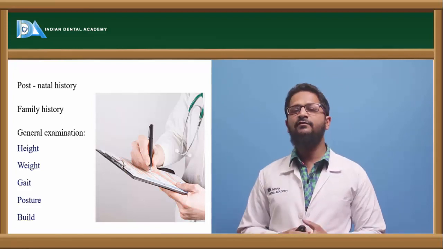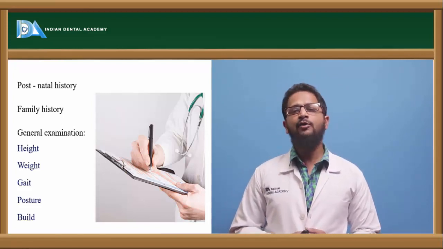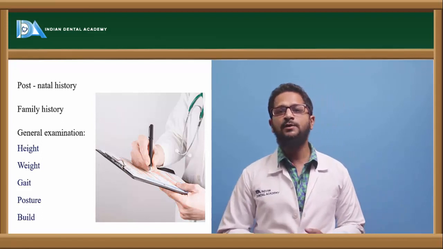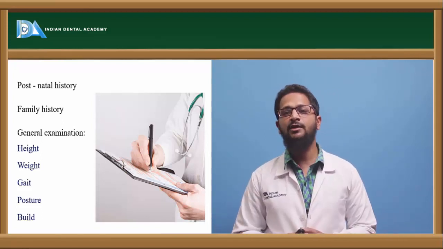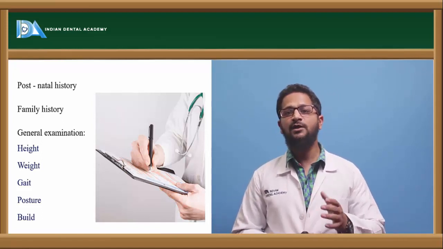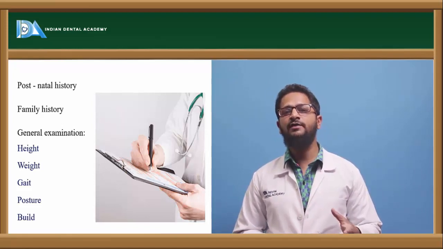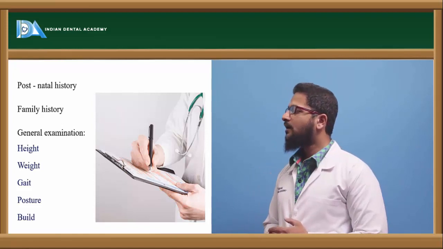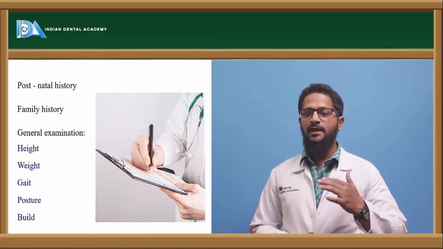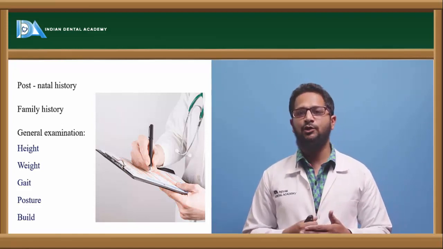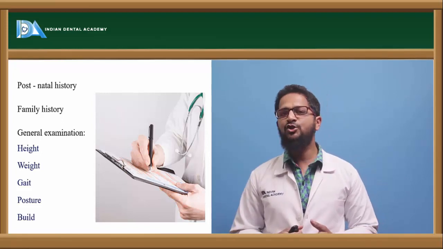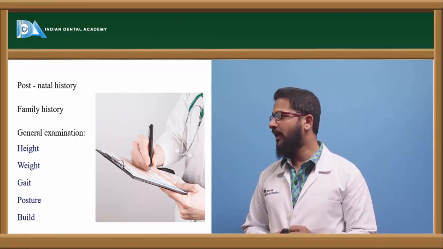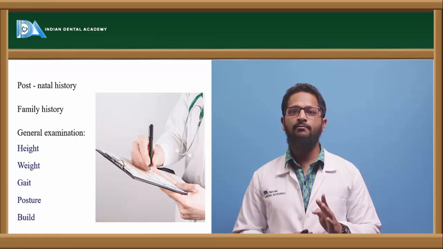Family history. Why is family history important? Because there are many malocclusions that usually run in families, like particularly class 3 malocclusion, Habsburg jaw. So these types of malocclusions usually have familial predominance. They have to be evaluated in detail. After taking all these histories, now we should enter into general examination of the patient. The general examination of the patient consists of height, weight, gait, posture, build.